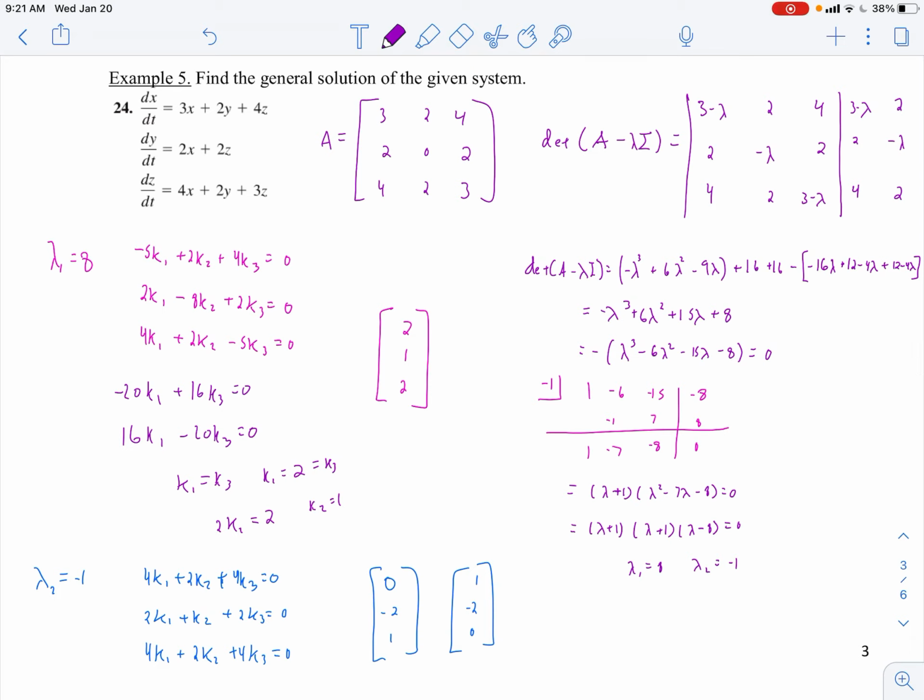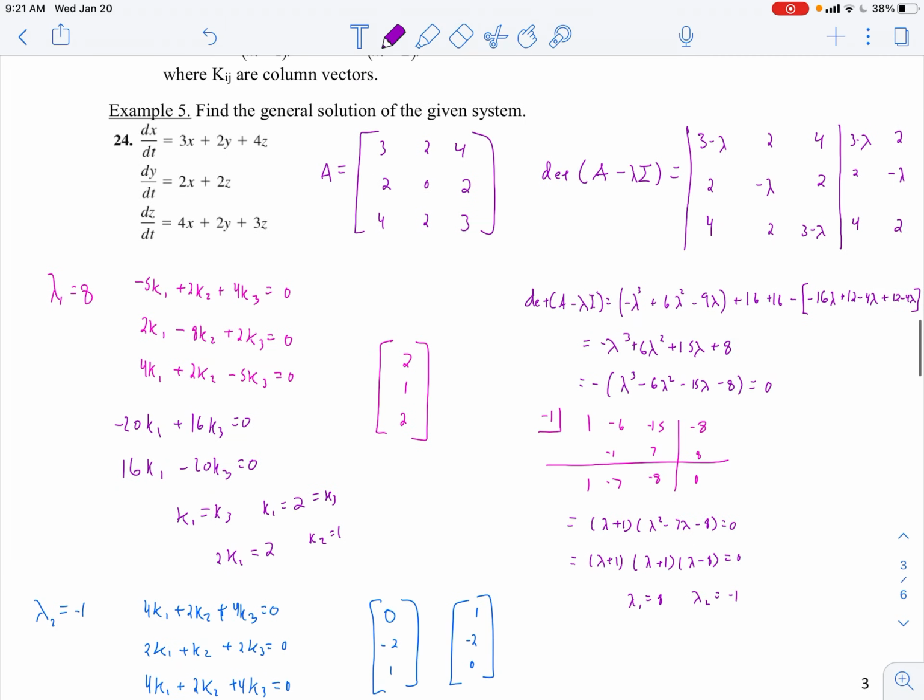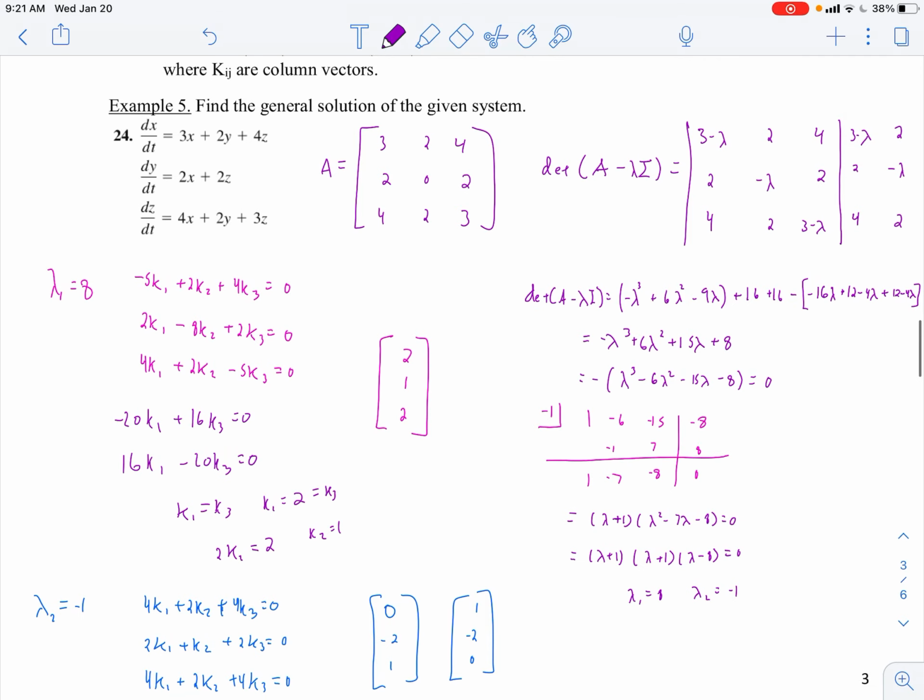So example 5, we're going to find the general solution of the given system. And so we're starting off with 24. This stinks because our coefficient matrix is going to be a 3 by 3. So we're finding the determinant of that 3 by 3 matrix. When we find the determinant, again, we set that up the same way. I'm not really going to go through it, just because I'm short on time before class is actually going to start. Here's the work for that.